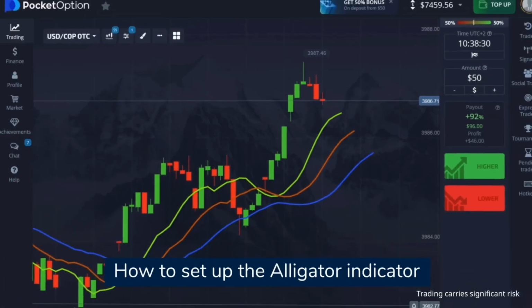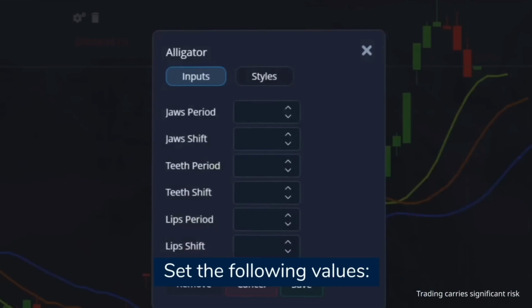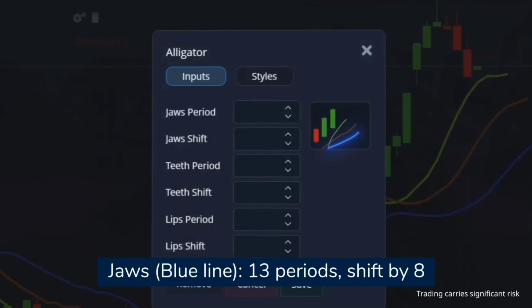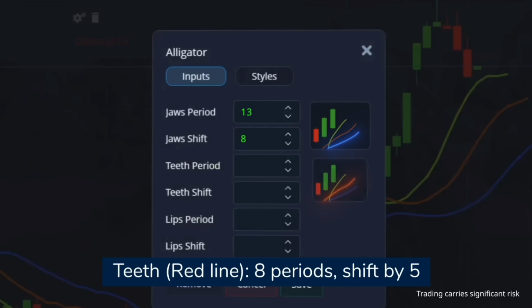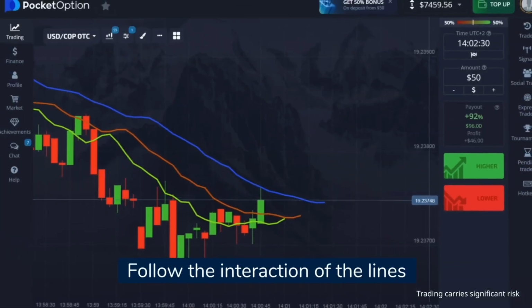How to set up the alligator indicator for quick trades. Set the following values. Jaws, blue line, 13 periods, shift by 8. Teeth, red line, 8 periods, shift by 5. Lips, green line, 5 periods, shift by 3. Follow the interaction of the lines.